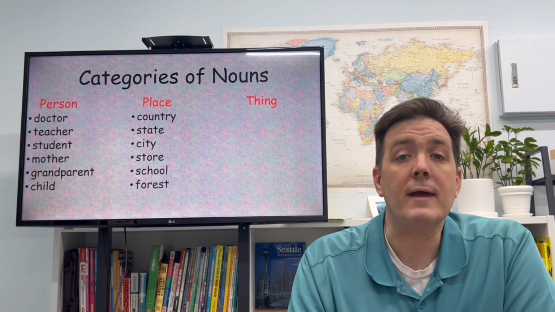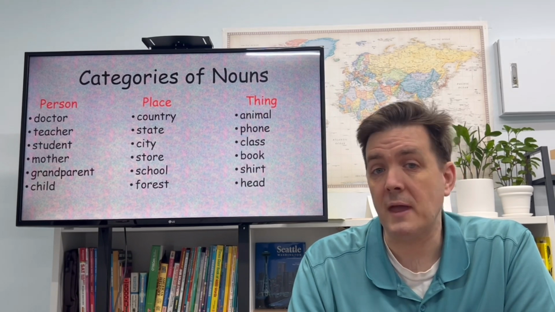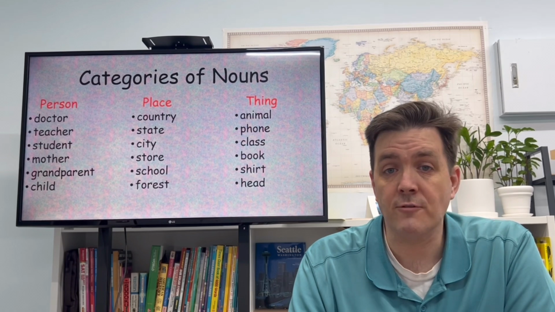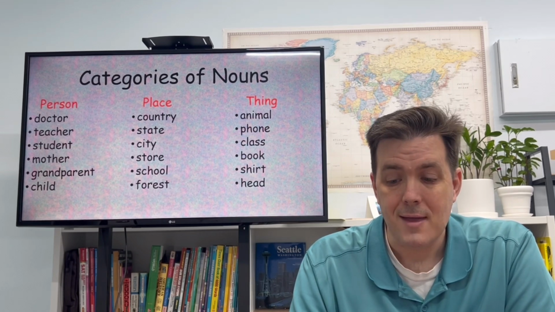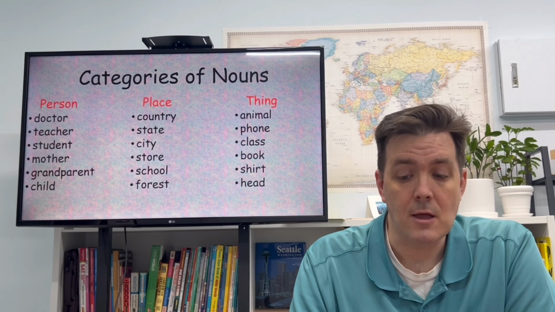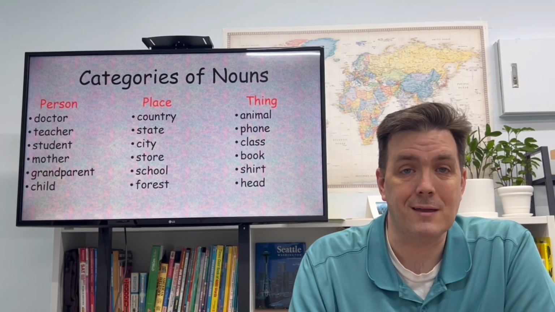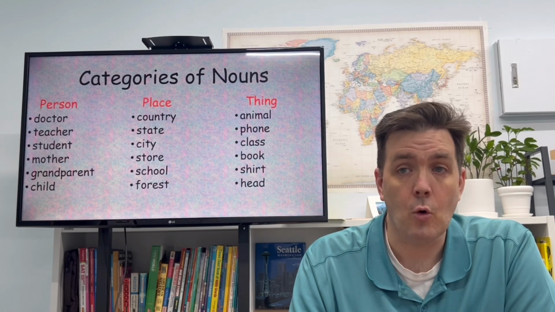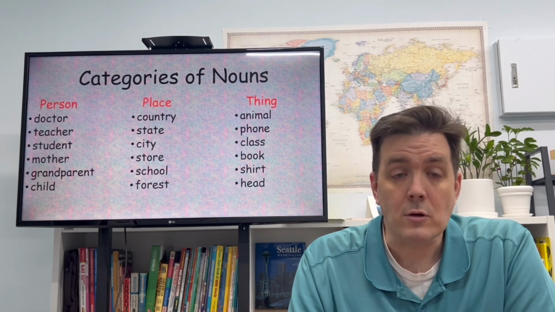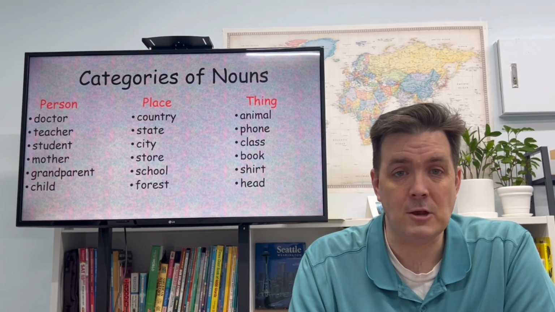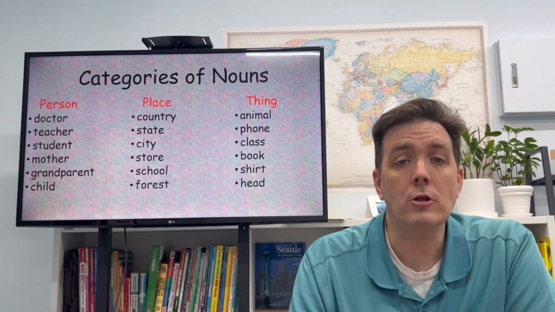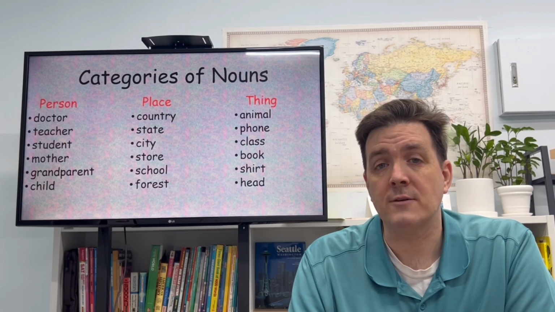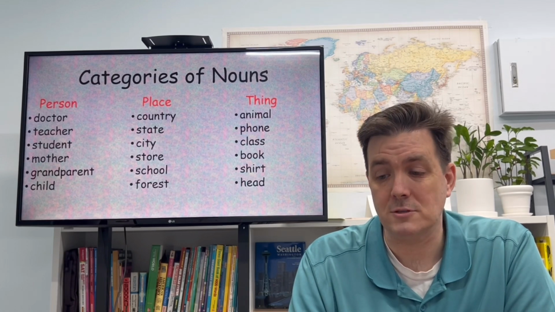And then finally, we have things. A thing could be any animal. It could be something you carry with you, for example, a phone or a laptop computer. It could be a class that you're taking, or it could be a book that you're reading. It could be an article of clothing, like a shirt, a pair of pants, or your socks. Or it could be a body part, your head, your fingers, your eyes. All of these are things, and they all are different categories of nouns.